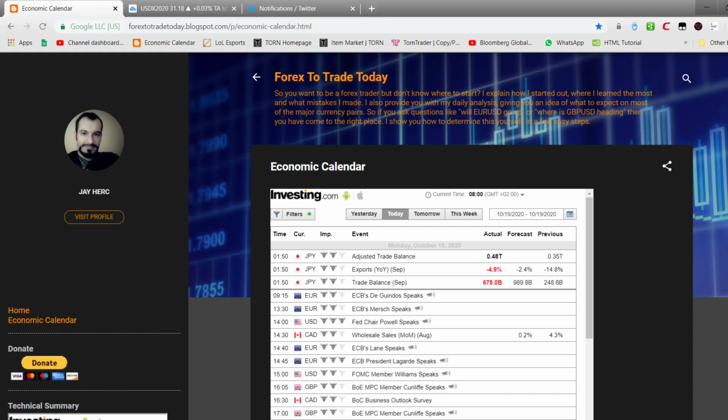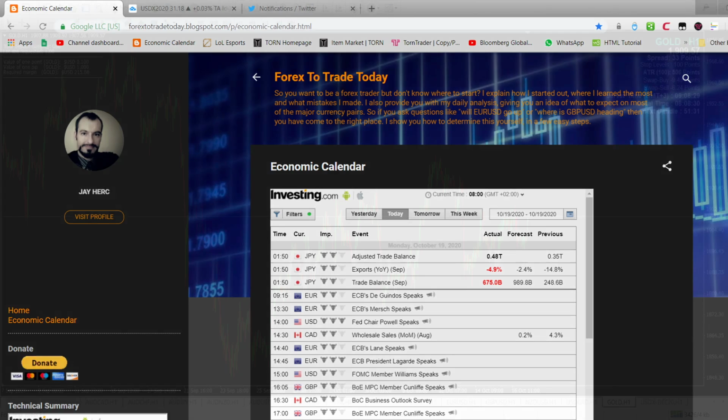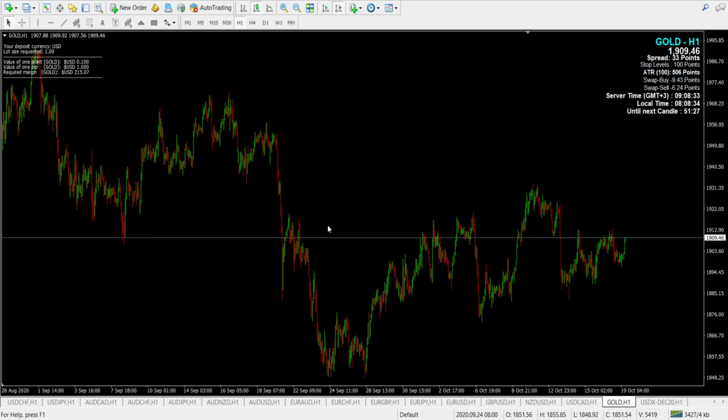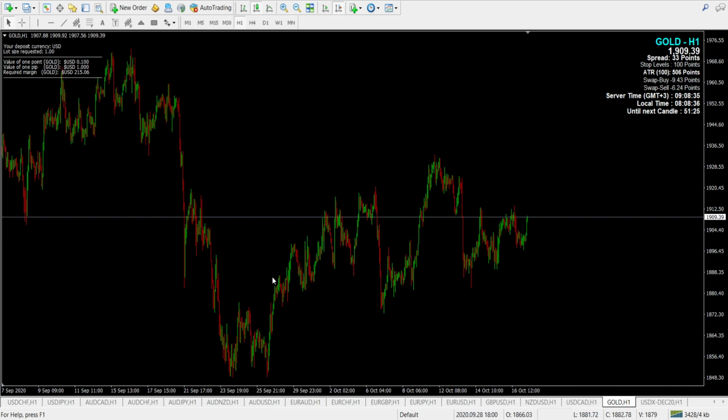So I want to do something slightly different today. I opened a chart. Let's turn to the charts. I opened a blank chart on gold, and what I want to do is a full top-down analysis. We've got this wedge forming. We need to know which direction it is going to break out.